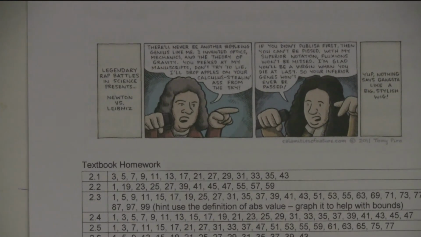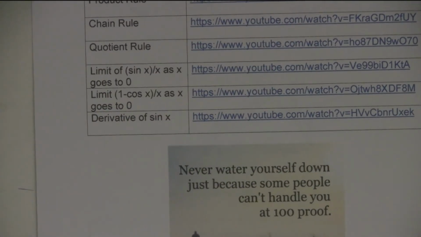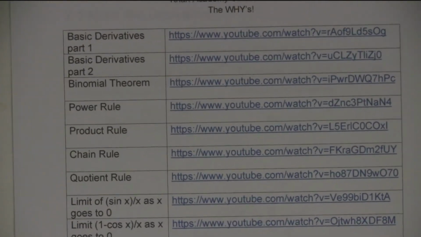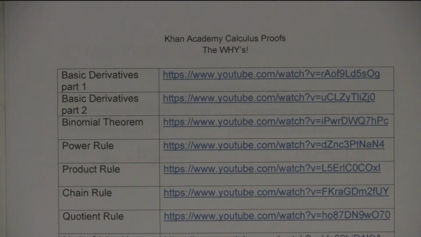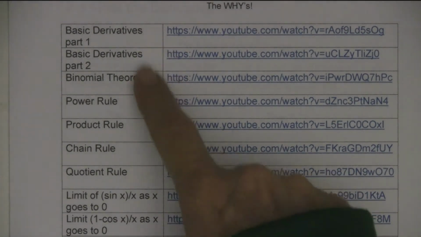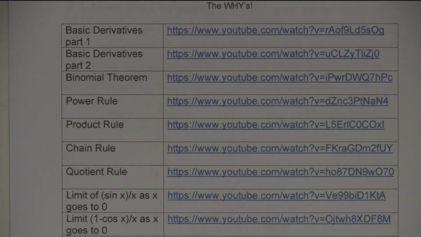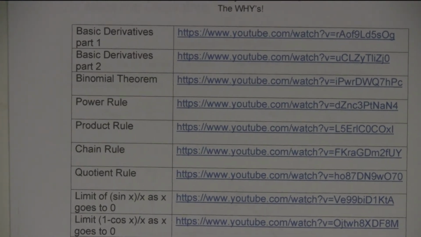Some homework to do from the textbook. So just some things going on. Read their stories. I tell you, they're pretty interesting. These are some proofs that are done on Khan Academy that I thought were really great. We're going to come on these things, and you can go look at some of the proofs if you like.